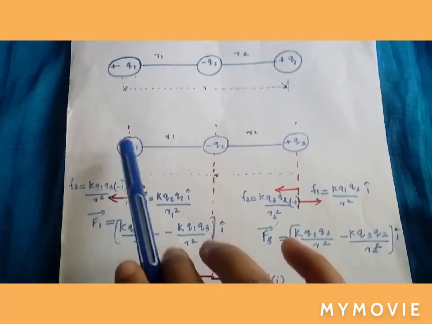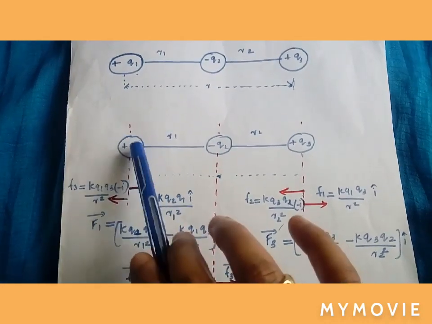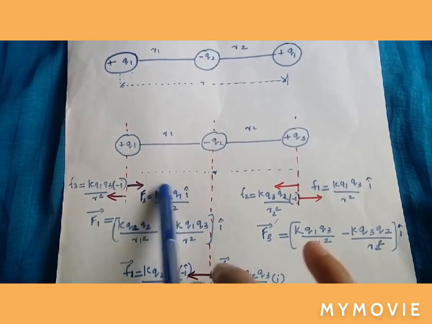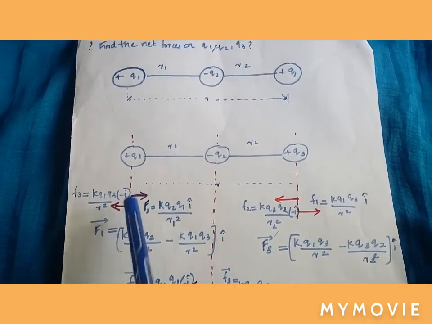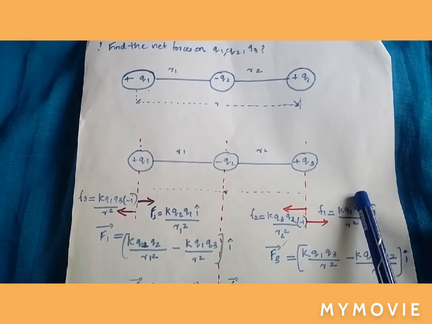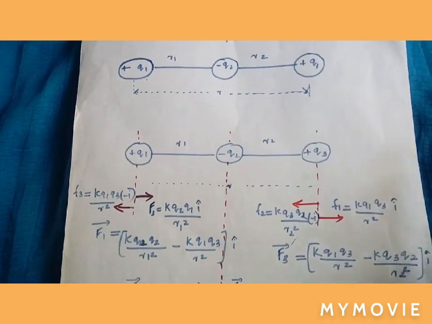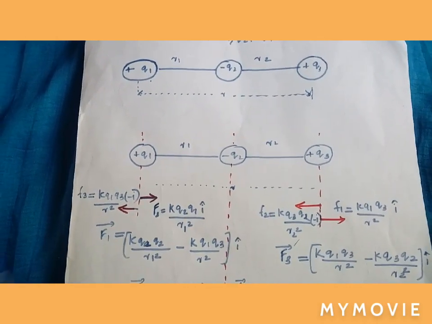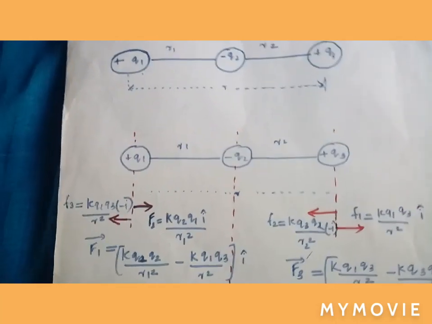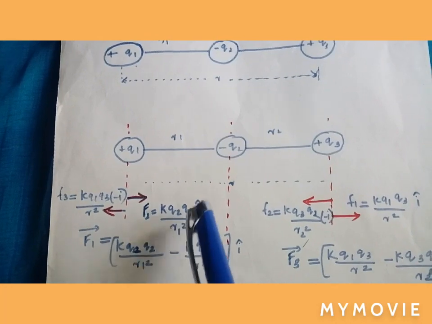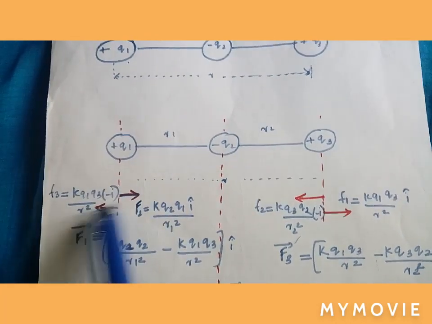And F2 is equal to K. K means 1 by 4 pi epsilon, Q1 Q2, that is the product of charges, divided by the distance between them, that is R1 square. I cap means it is the positive x direction. We know that towards right means positive x direction, towards left means negative x direction, that is minus I. So F2 is equal to K Q2 Q1 divided by R1 square I cap.